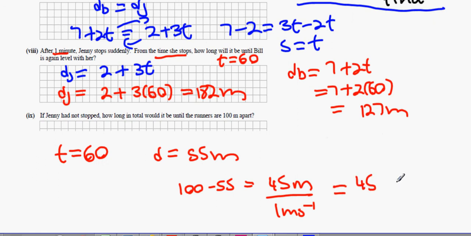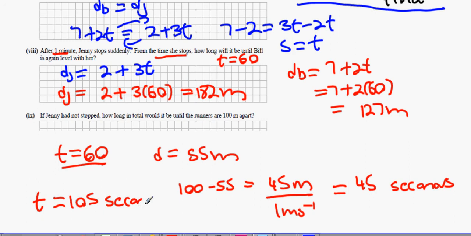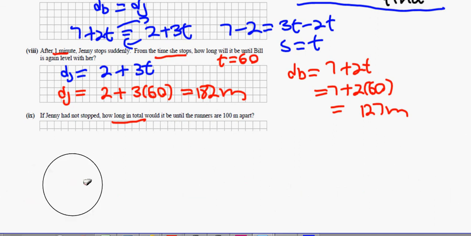So it's 45 seconds longer, and that plus the original 60 means t is equal to 105 seconds in total since they passed Tina. How long in total means 105 seconds. Now, there's another way of doing it. Let's think of it as a distance.